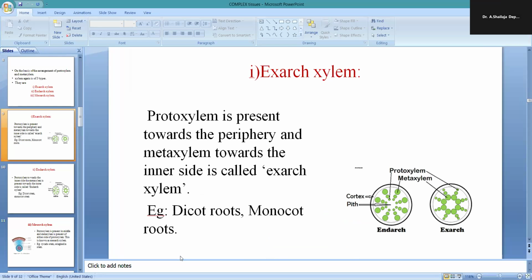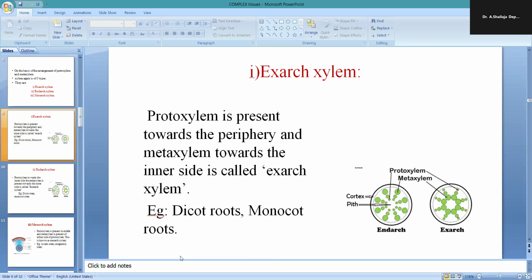Protoxylem is present towards the periphery and metaxylem towards the inner side. See here, it is very clear in the PPT. What is the protoxylem? What is the metaxylem? Protoxylem is the first formed xylem and later formed xylem is called metaxylem. So the arrangement is different. The pith is the center part and the metaxylem is arranged there. Protoxylem is present towards the periphery and metaxylem towards the inner side, and this is called exarch. See the second diagram, exarch.